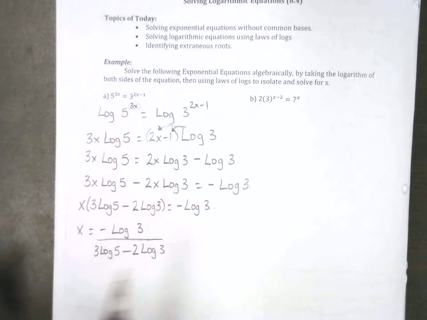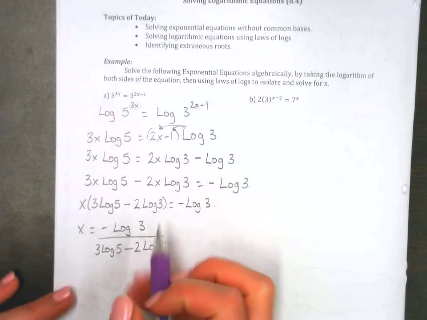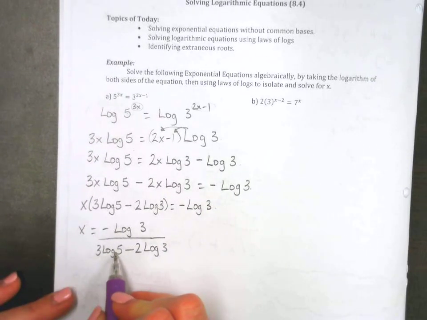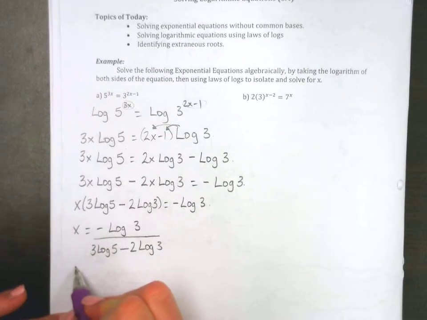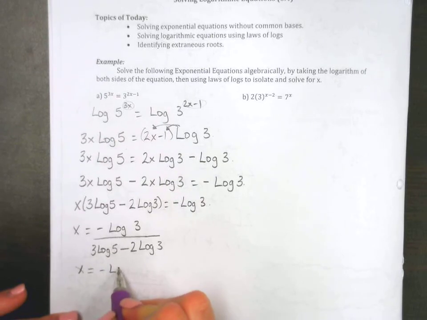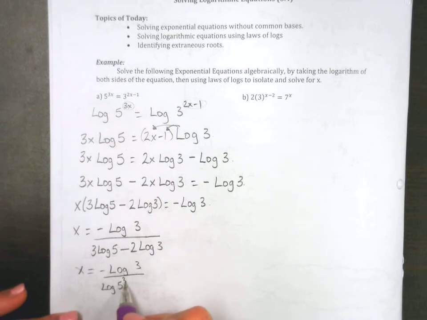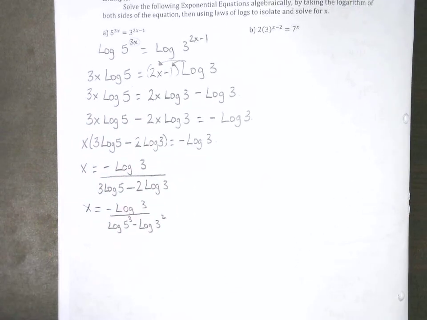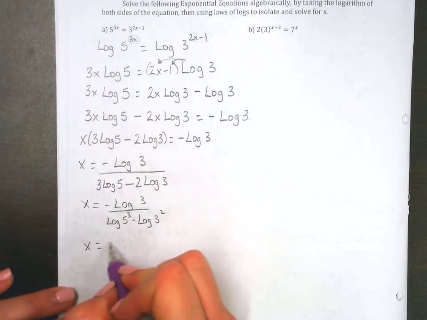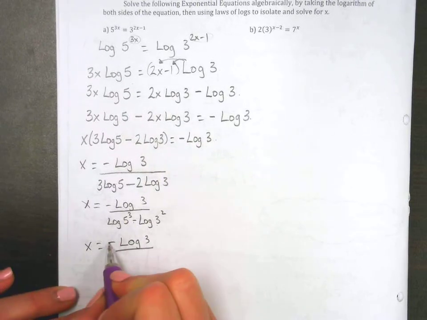So if you want, at this point, we can simplify this. Because we have a common base log 10 here, I can rewrite this as log 5 cubed minus log 3 squared, and now I can collect these together by using my quotient rule. So technically we have a negative log 3 divided by a log of 125 divided by 9.